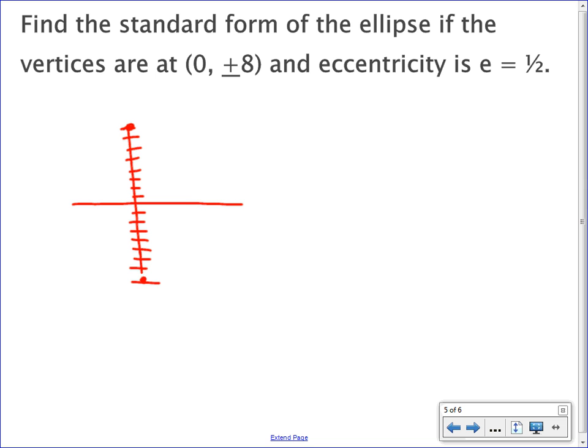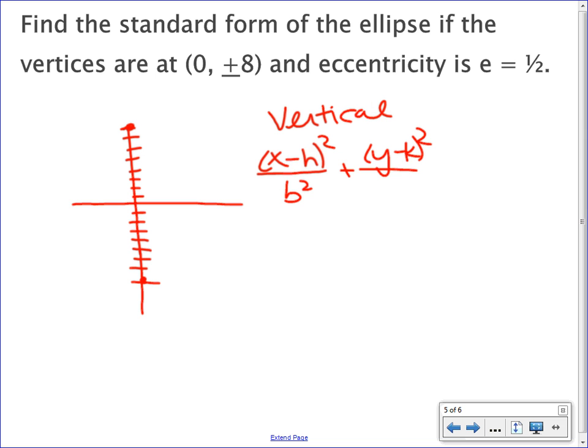What kind of an ellipse do we have? So we have (x minus h) squared over b squared, plus (y minus k) squared over a squared equals 1. We can get some different pieces of information from this. What are those pieces of information? Center is at (0, 0). a is 8, which makes the vertices 8 away.